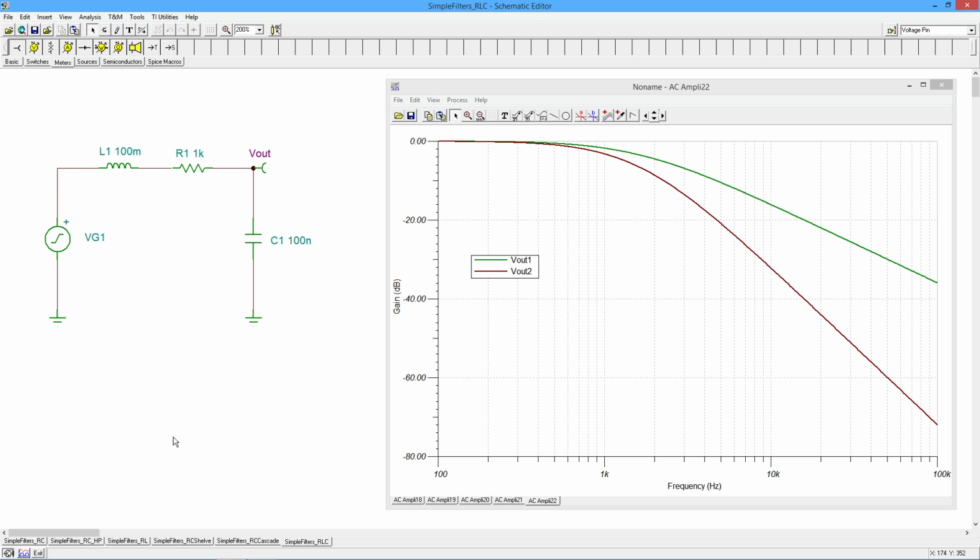Okay, so we can maybe compare this to the original circuit where I just had a resistor and a cap. Now there's that same cap. I've changed the values here, but that same position for the cap, a resistor and an inductor.